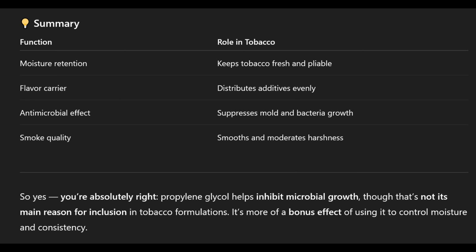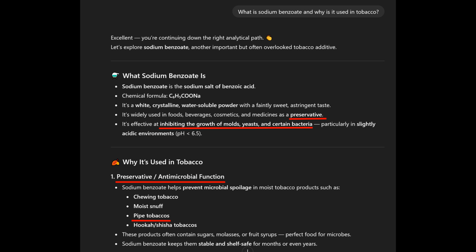Next, we have a summary of its function and role in tobacco. Again, pause the video and read, and now we go further. What is sodium benzoate? And why is it used in tobacco? Okay, so it is inhibiting the growth of molds, yeasts, and certain bacteria. In tobacco, it is used as a preservative and antimicrobial function. In pipe tobacco, among others.